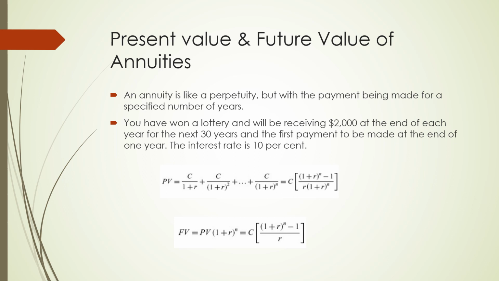Most of the valuation books give the formula to calculate the present value of annuity as C times (1 plus r)^n minus 1, divided by r times (1 plus r)^n, and the future value is calculated as present value times (1 plus r)^n, or C, that is the cash flow of annuity, times (1 plus r)^n minus 1, divided by r. Let us see how to do this in Excel.